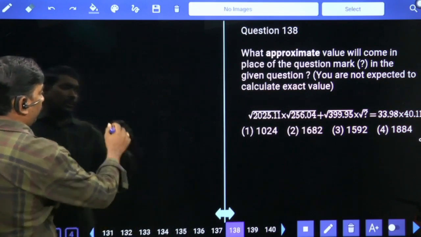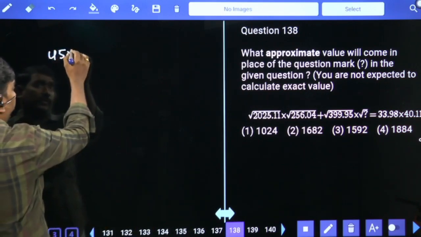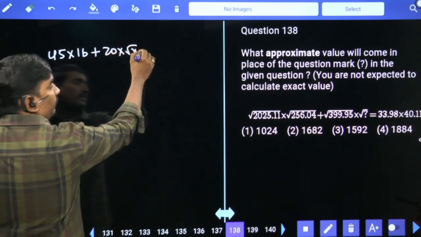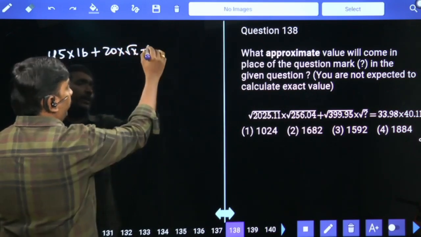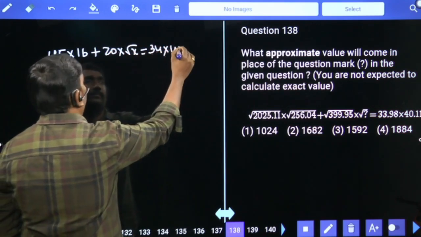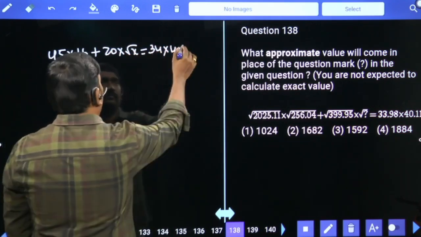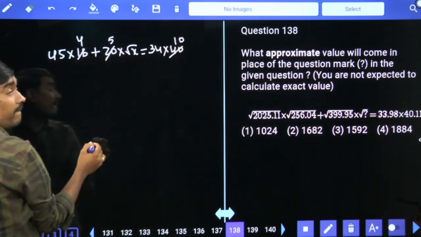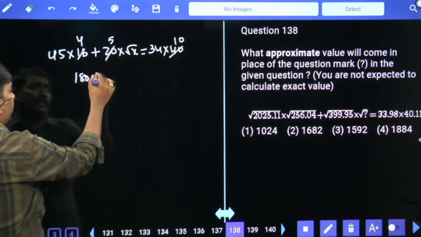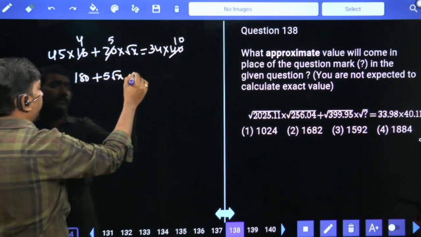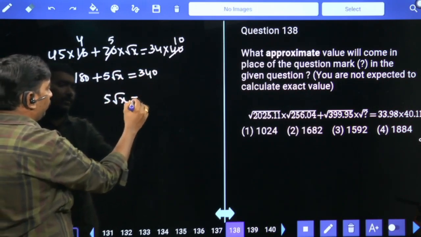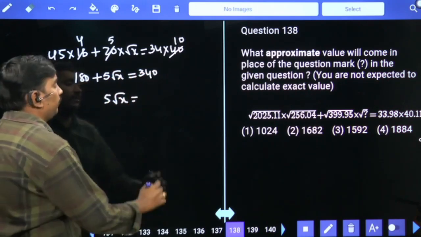Square root of 2025 means 45, 256 means 16, 400 means 20, into root X. 34 into 40. 4 10 times, 4 5 times, 4 4 times. 180 plus 5 root X is equal to 340. 5 root X is equal to 340 minus 180, nothing but 160.